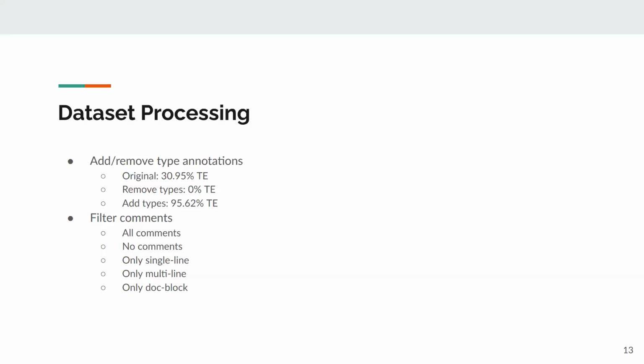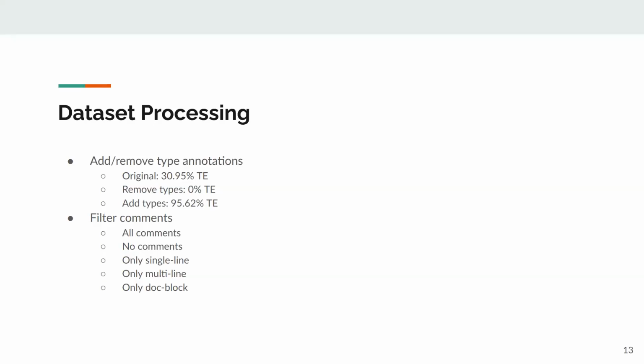So yeah, TypeScript has optional types, which means that if you declare a variable that is very clearly a number, it will just know that it's a number and you don't have to say that it is. And this is why when we look at the original dataset, you see that it has a 31% TE. And this TE is what we call type explicitness, which refers to how many type annotations the code has. So it's simply how many annotations are present in the code divided by how many there could be in total. So we see that in 31% of the cases, type annotations were actually provided.